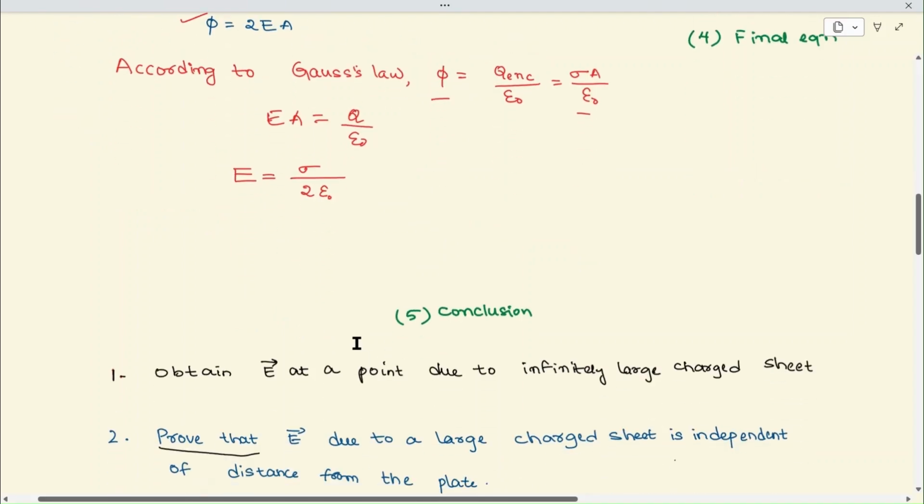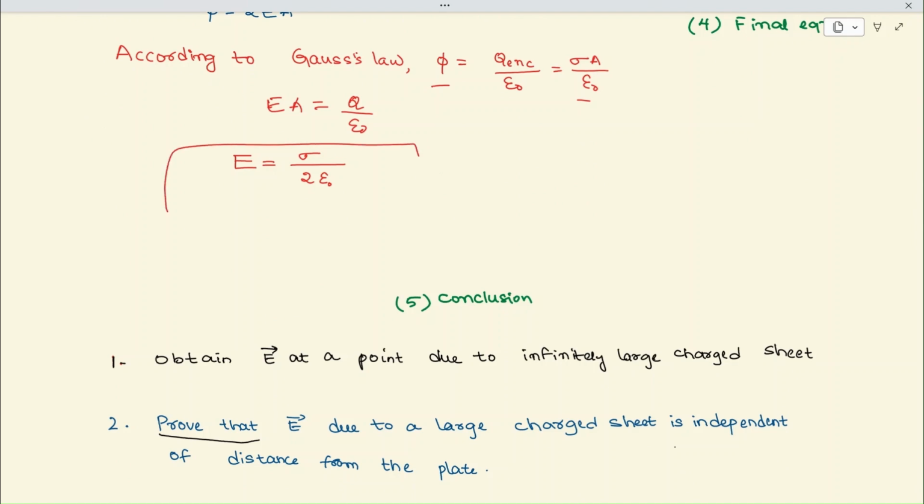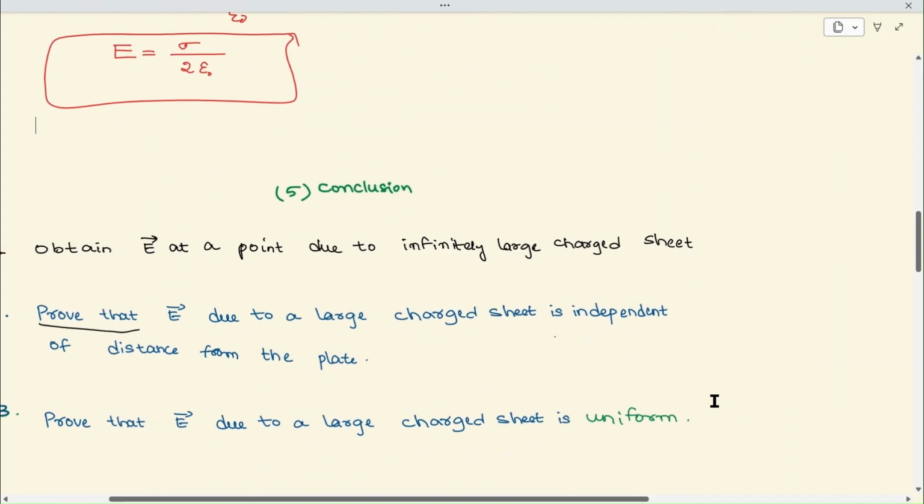Finally, conclusion. What is the conclusion? Okay, the equation is the same, but how does the conclusion change based on the question? See, for the first question, if they asked just obtain the equation, you will write, okay, hence electric field E equal to sigma by 2 epsilon naught. This is the equation for electric field at a certain point, over.